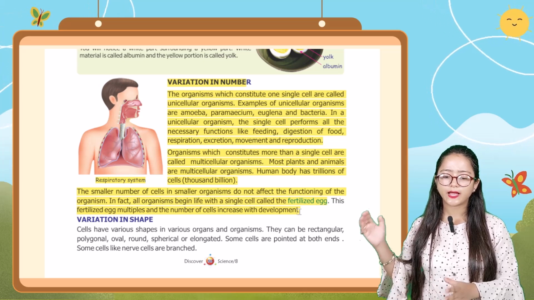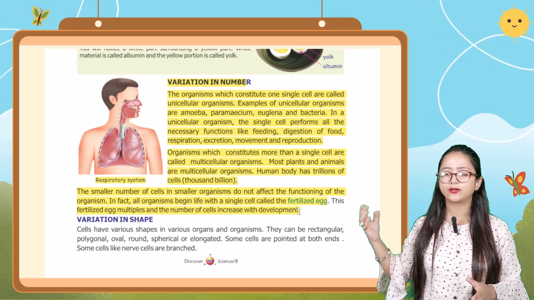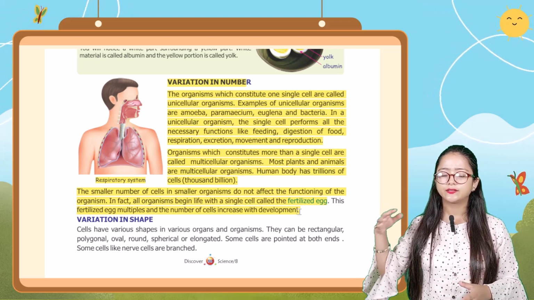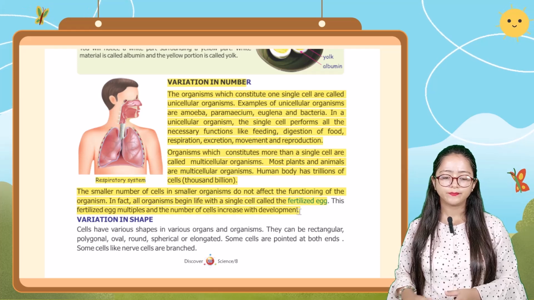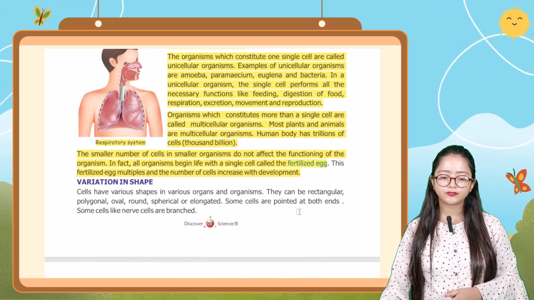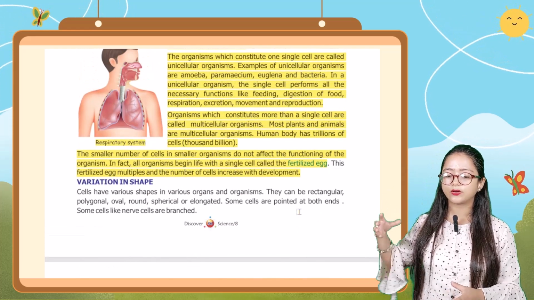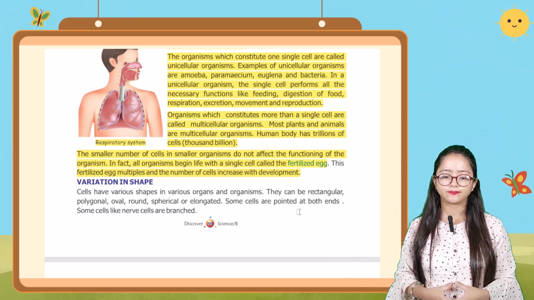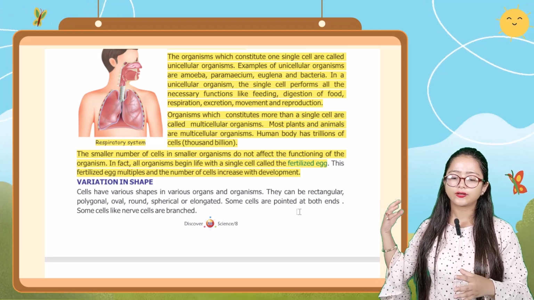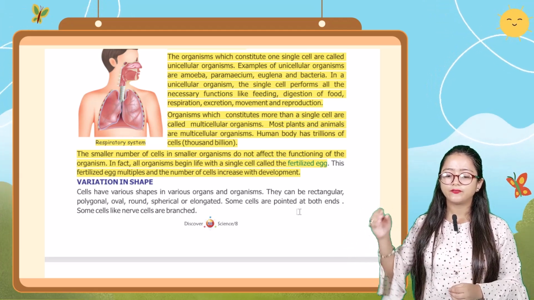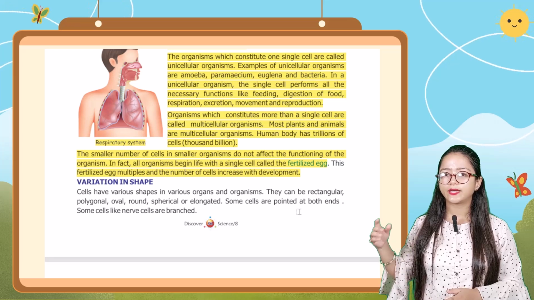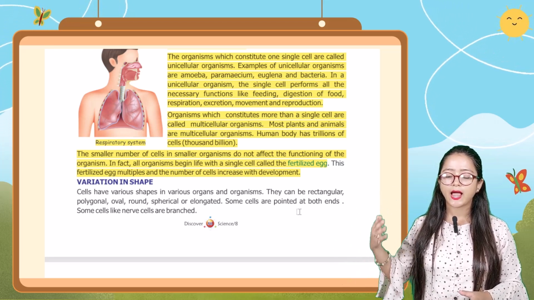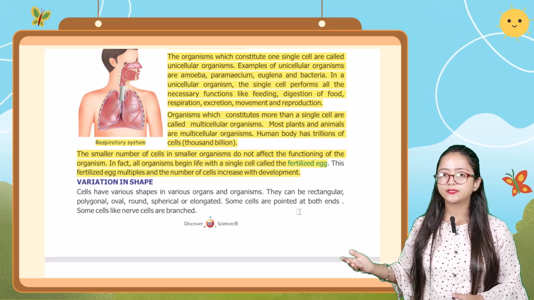Most plants and animals are multicellular organisms. The human body has trillions of cells. The smaller number of cells in a smaller organism does not affect the functioning of the organism. In fact, all organisms begin life with a single cell called the fertilized egg. This fertilized egg multiplies and the number of cells increases with development.